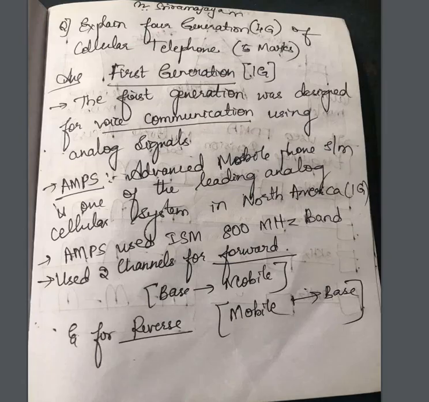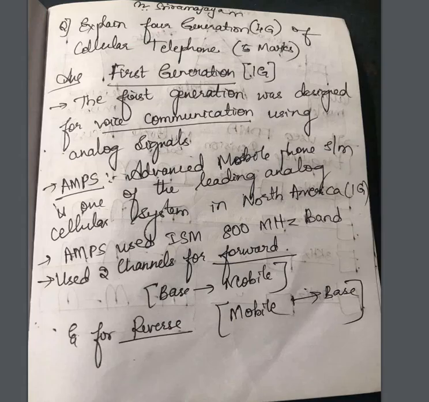So whether you're forwarding or reversing, that is from the base station to the mobile, or from the mobile station to the base station, two channels were used. One is for the forward, that is from base to mobile, and for the reverse, from mobile to base, they used one more channel. Okay, so only four key points you have to remember for the first generation.